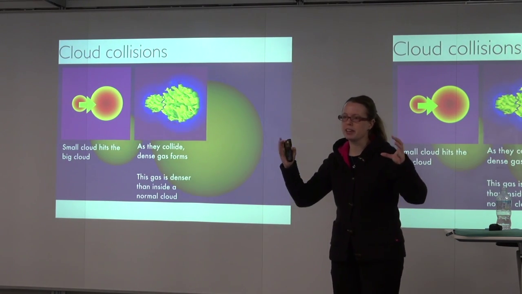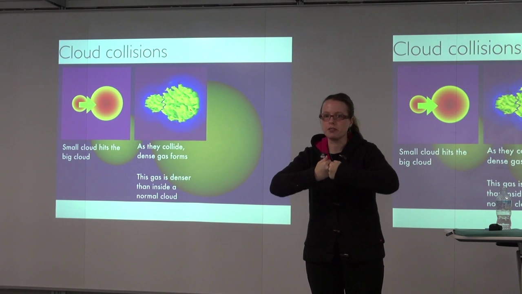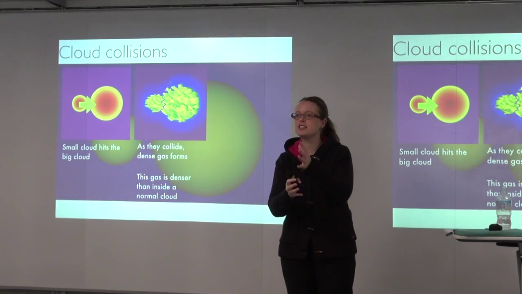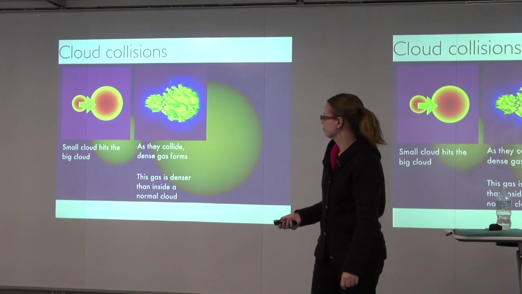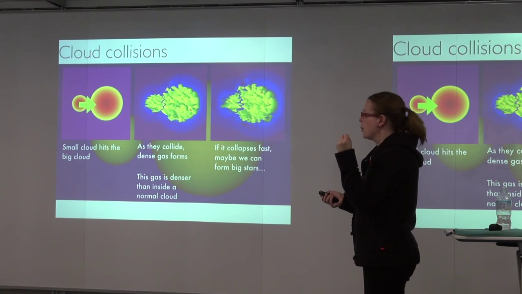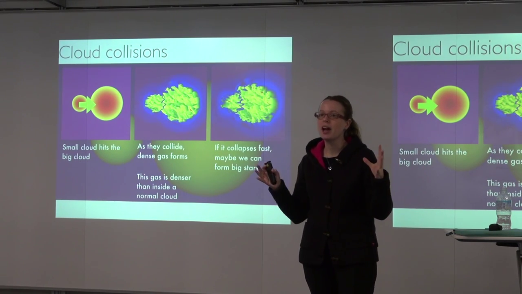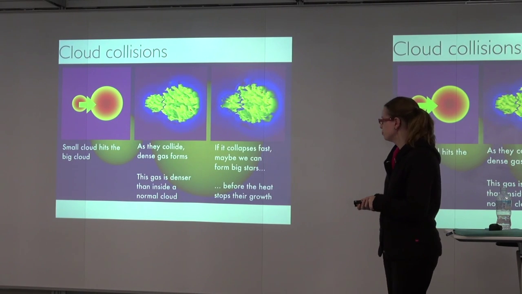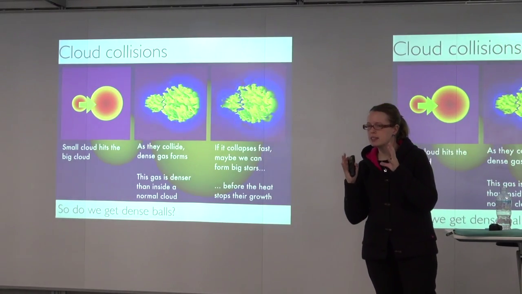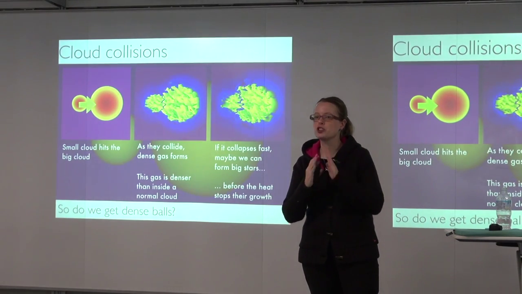So basically, the clouds come together. During the collision, everything is getting compressed. So we end up with a shock front of super dense gas. Isn't so unlike two cars running together and getting this dense, scrumpled metal in the middle. So if this really dense gas can collapse really fast, maybe it can form a really big star before it has a chance to heat up and stop that collapse. So the question is, do we get balls that are dense enough and big enough to collapse into a really big star before their heat stops their growth?